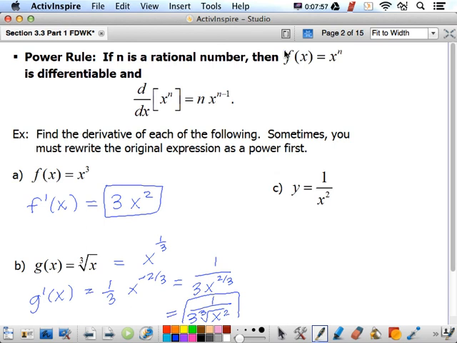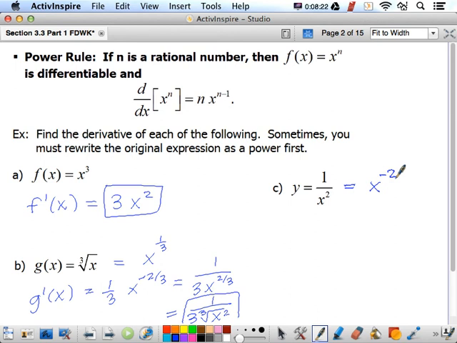For the third one, we have y equals 1 over x squared. In order to use the power rule, you have to see it as a variable to a power. So I need to figure out a way to rewrite 1 over x squared as x to some power. So first we need to rewrite it as x to the negative 2. Do you guys understand that? You move something from top to bottom and it changes the sign of its exponent?